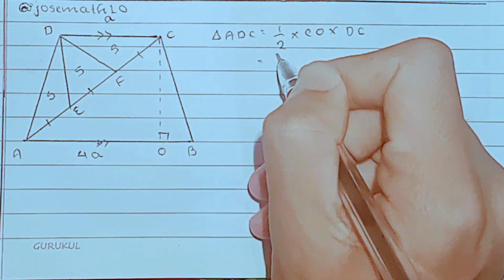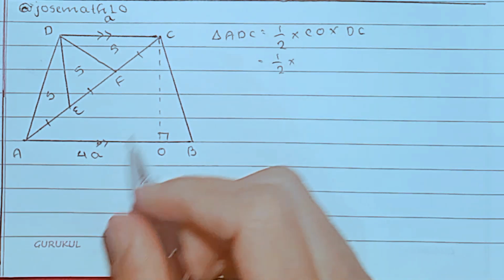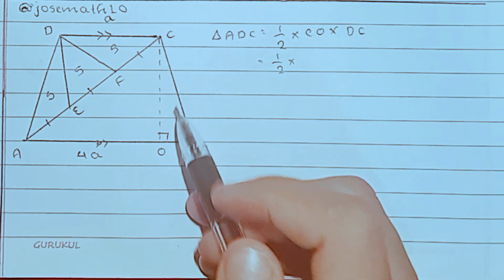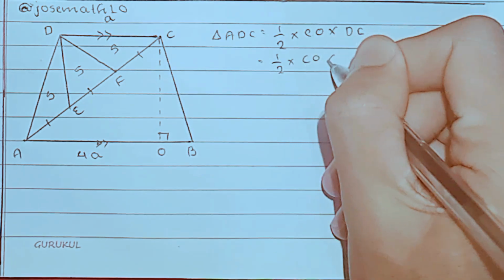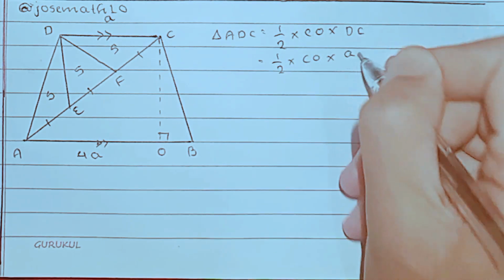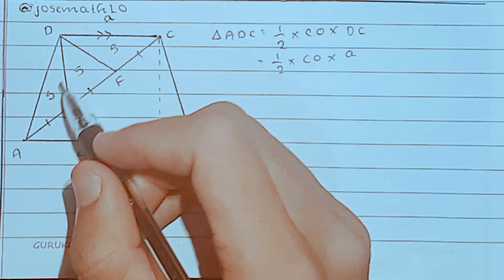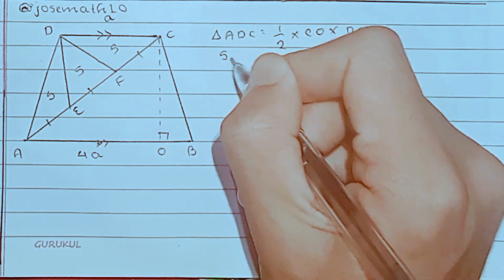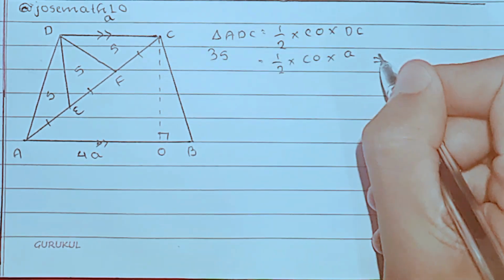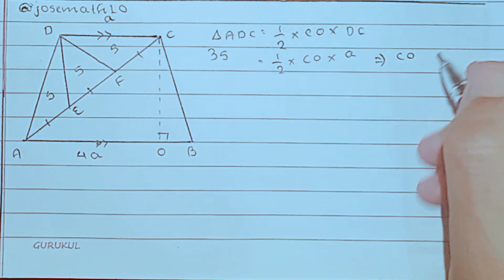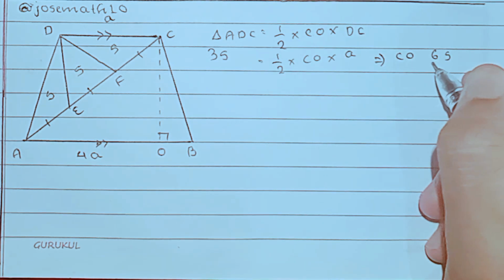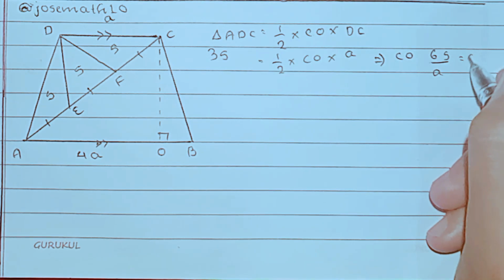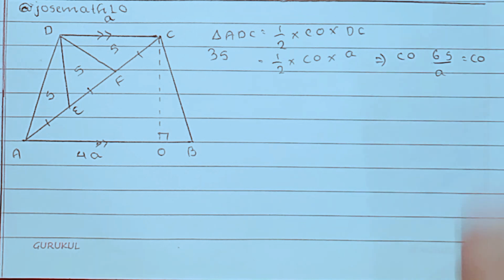Now 1/2 into CO, which is the height, is not given, and DC is equal to A. And now ADC has an area of S + S + S, which equals 3S. So CO right here is equal to 6S upon A. Okay, so this is the equation we have got till now.